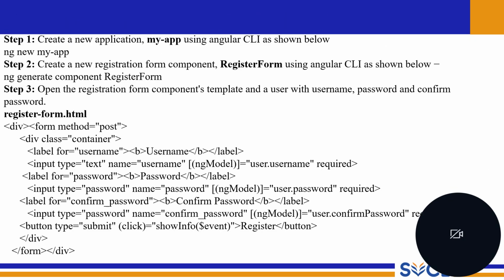In step 1, you have to create a new application using the command ng new my-app. In step 2, you have to create a new registration form component using the Angular CLI: ng generate component registration-form. In step 3, you have to open the registration form component template and add a user with a username, password, and a confirm password. You have to give this code in the registration-form.html. Here you have to give the necessary details in the code.